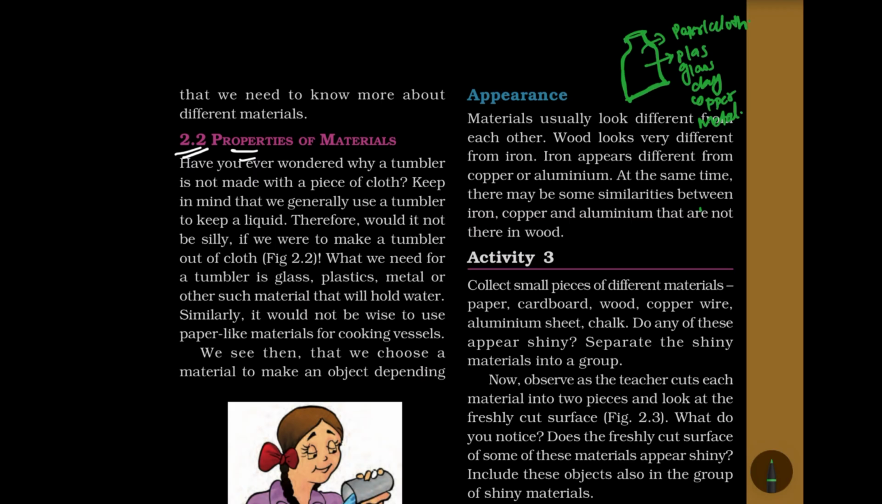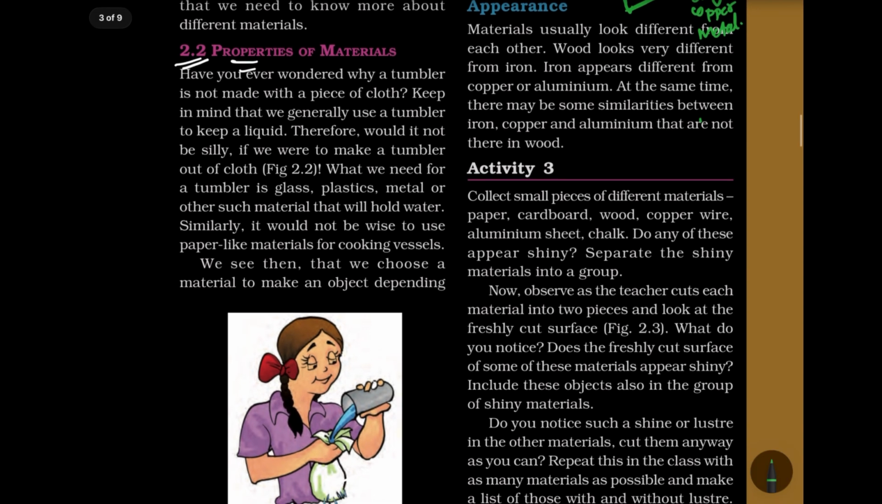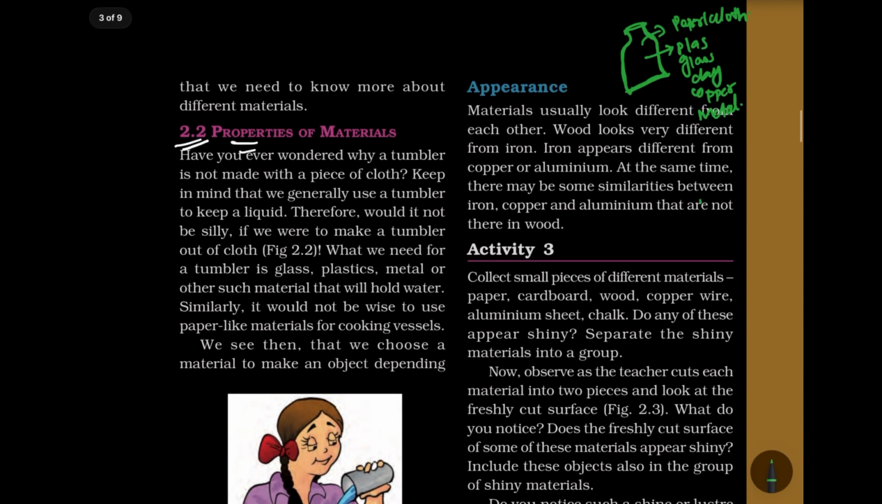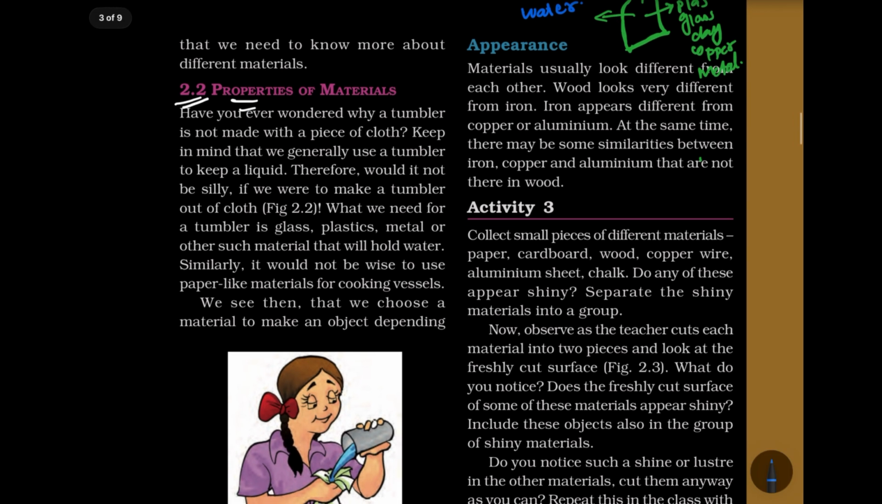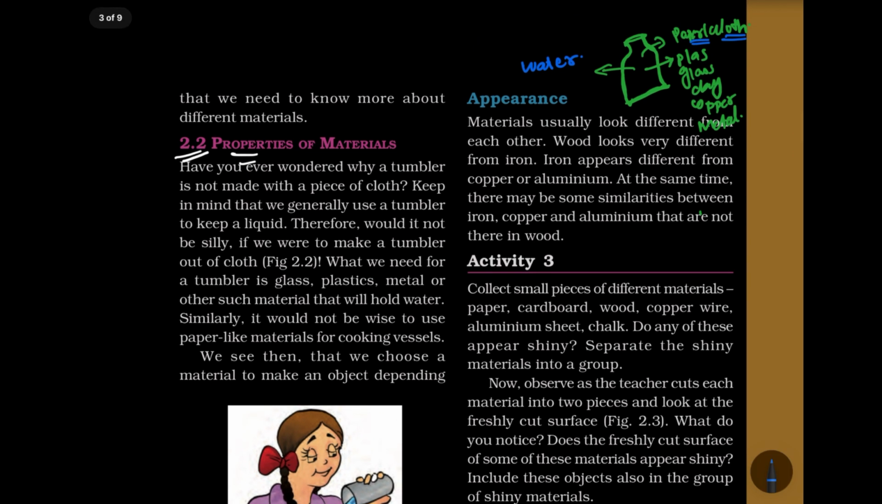What is the reason behind this? Here is the answer. The tumbler's main purpose is storing water, correct? You have to store the water in it. If you prepare the tumbler using paper or cloth, it will become soaked, correct? The water will come out from the tumbler. So this is the reason that we cannot make this tumbler using cloth or paper.